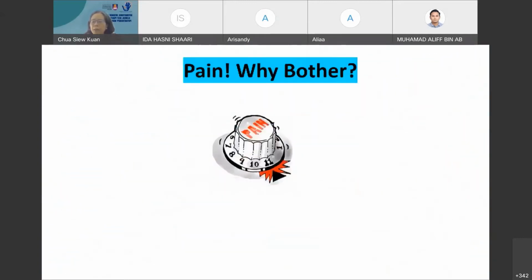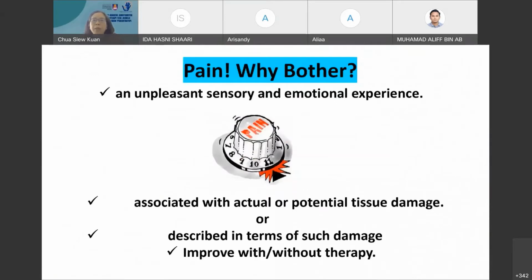So acute low back pain. Why do we need to focus on pain? Why is it important? As we know, pain is an unpleasant sensory and emotional experience. Pain is also associated with actual or potential tissue damage, or described in terms of such damage. Bear in mind that pain also can improve with or without therapy.